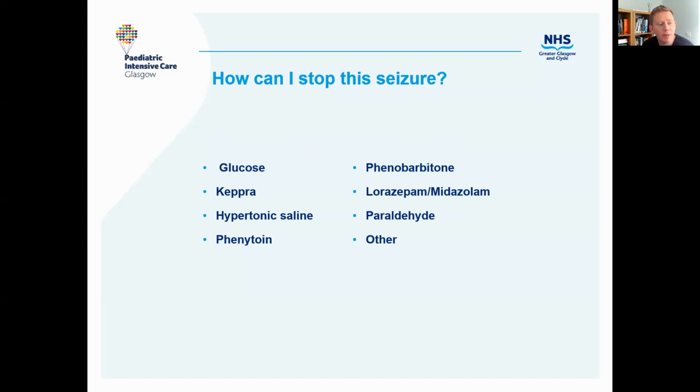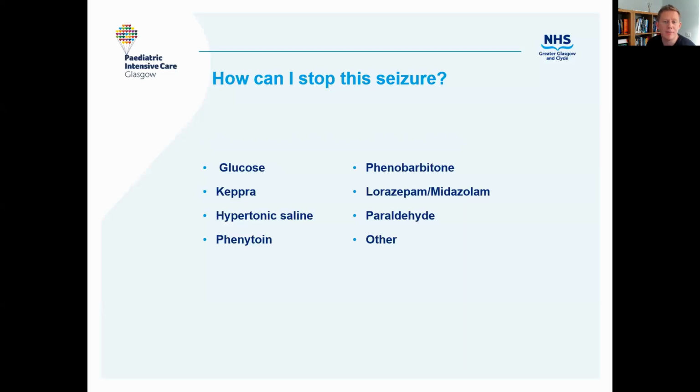Now, there are a number of medications that we can think about, and this is not an exhaustive list, but I want you to think about what you would like to give as your first agent to try and stop this patient's seizure. Do you want to give them some glucose? Do you want to give them some Keppra, some levetiracetam, some hypertonic saline, some phenytoin, maybe some phenobarb? Do you want to give them another dose of a benzodiazepine, maybe try lorazepam or more midazolam? Do you want to give them paraldehyde, or is there another agent you want to give them? And I want you to think about that.